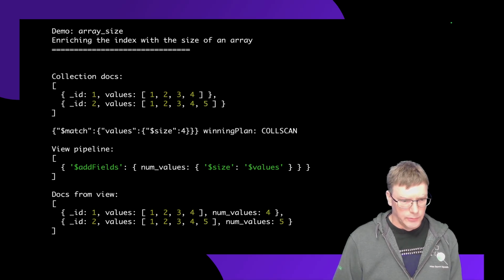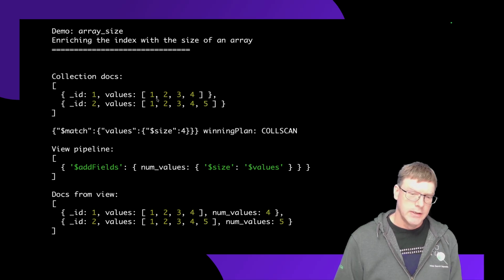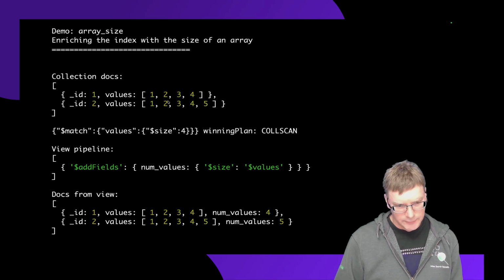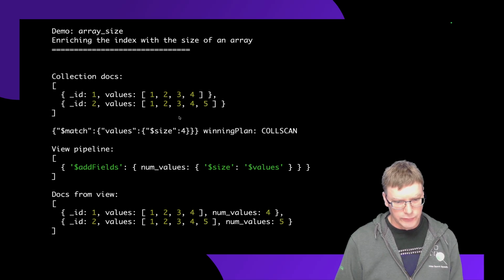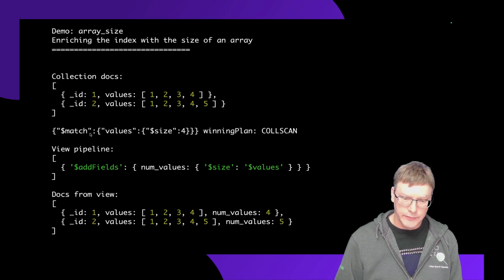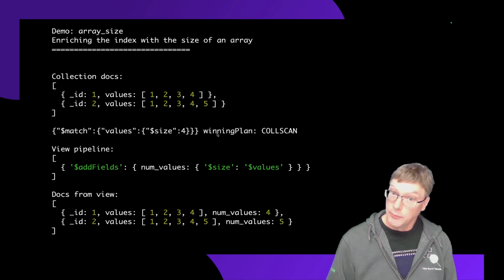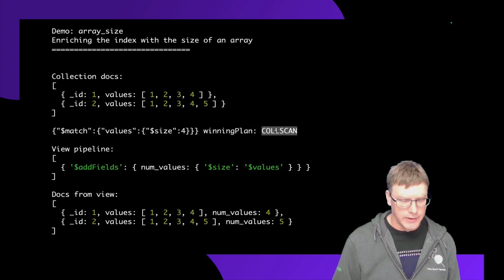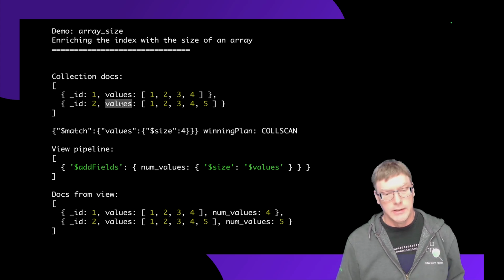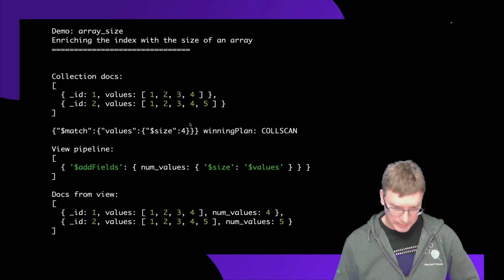Here's the example. We have a couple of documents. Each has an array of different sizes. And if we used a match expression here on the size of the array, we can see that the winning plan is a collection scan. It would be an index scan if we actually indexed the values field here. Either way, it's not going to be very performant at scale.